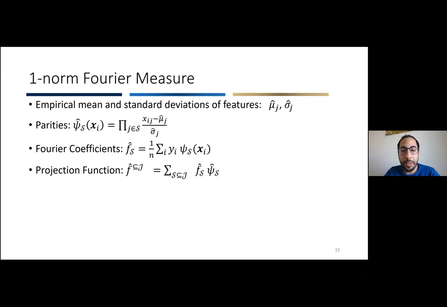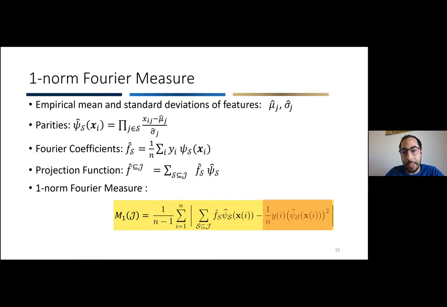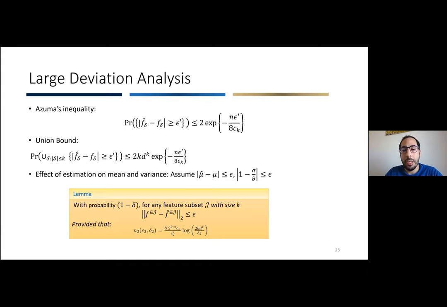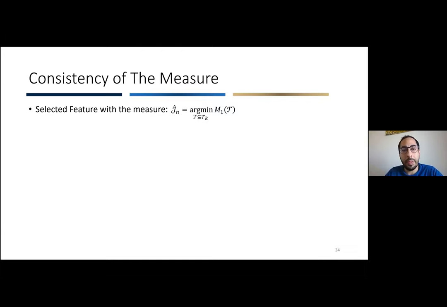And then later on, we combine all this together and we have a projection function. And as for the norm measure, we can calculate the norm empirically. But here, notice that we are using some extra term. We are subtracting this extra term to make sure that this measure is unbiased. So now we have this measure M1 of J that is an approximation to norm one. And through some large deviation analysis, we can show that that's a good approximation if we have enough number of samples. And finally, we get the consistency of this measure.